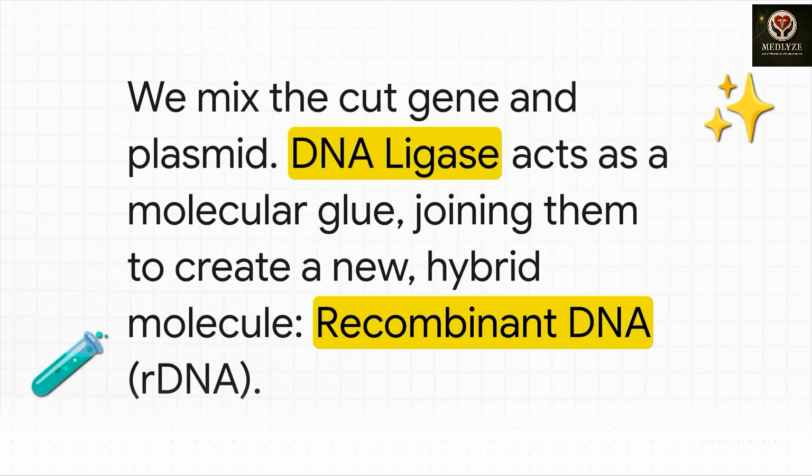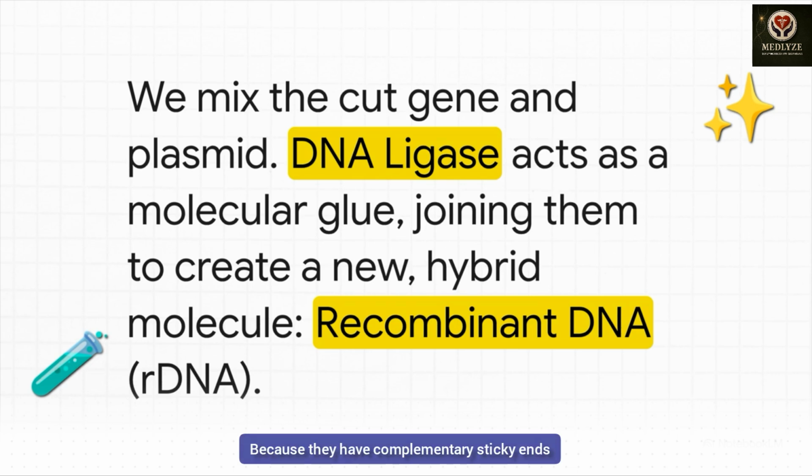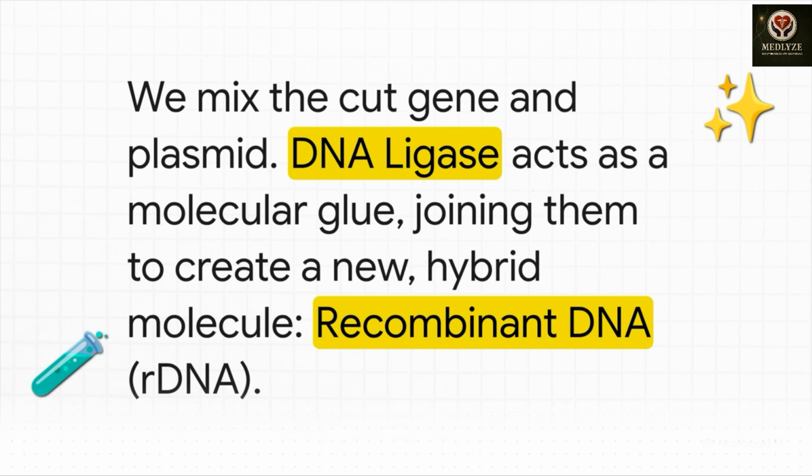Now comes the magic part. We simply mix our cut gene and our cut plasmids together in a test tube. Because they have complementary sticky ends, they will naturally find each other and pair up. Then, we add our molecular glue, DNA ligase, which seals them up permanently. And just like that, we have created our masterpiece, a new hybrid DNA molecule, which we call recombinant DNA, or rDNA for short.